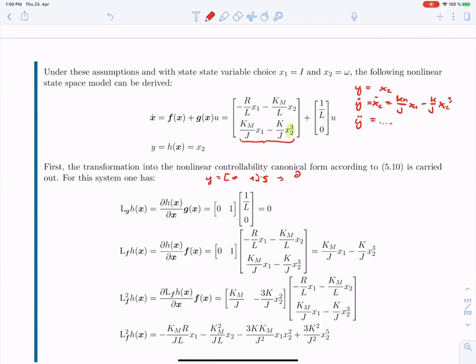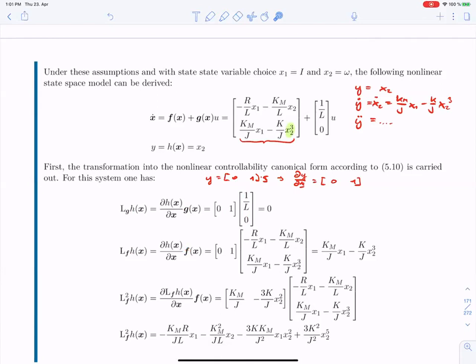So dy over dx, to just write this out more formally, would be [0, 1]. So this is our gradient. It's constant in this example, and it's found here. And then for the Lie derivatives here, we have to multiply the gradient either by g or by f. Luckily, in our case, g of x is also constant, which is a nice feature of it, okay?